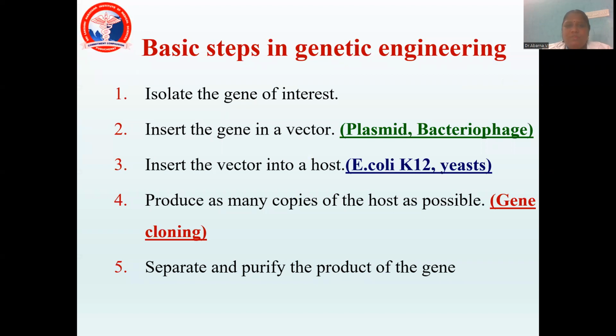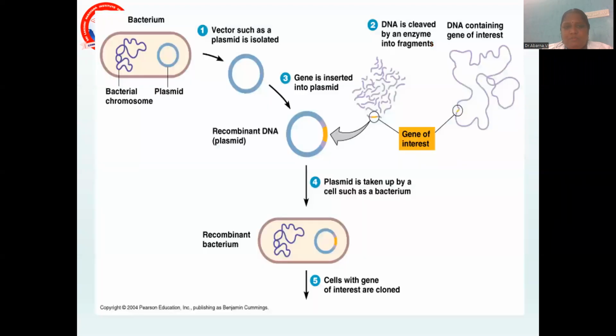These are the basic steps in genetic engineering. First, we isolate the gene of interest and insert that gene into a vector. The vector may be a plasmid or bacteriophage. Then insert the vector into a host, which may be E. coli or a yeast cell. Produce as many copies of the host as possible. This is known as gene cloning. Then separate and purify the product of interest.